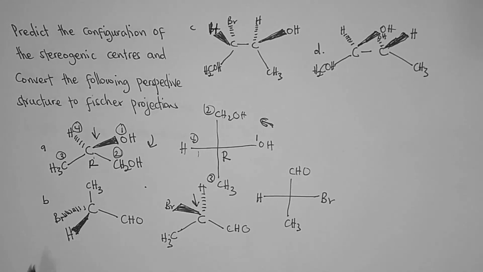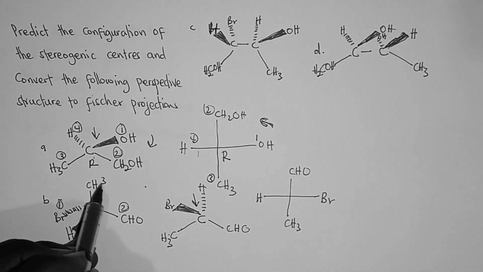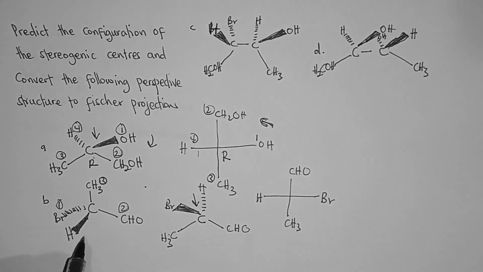And let's determine the configuration here. Bromine is 1, and then CHO is 2, CH3 is 3, and then the proton is 4. So it is going the anti-clockwise direction, and that is an S. However, proton is facing us, so we need to reverse the configuration. So this is an R configuration.